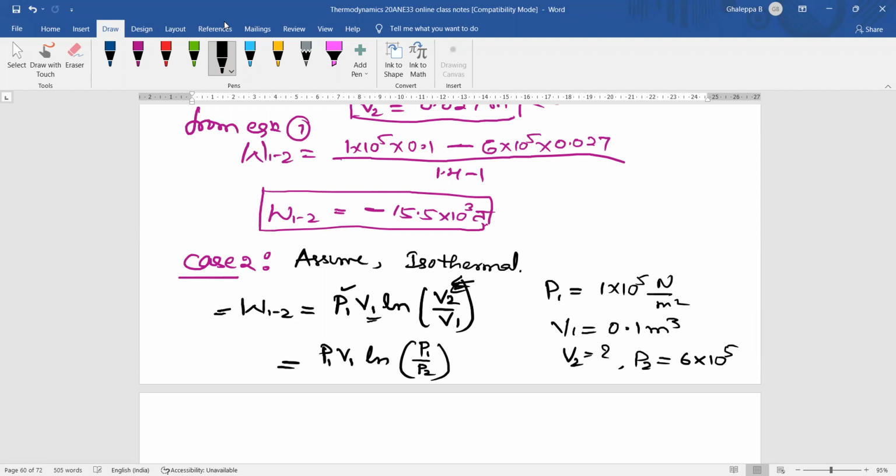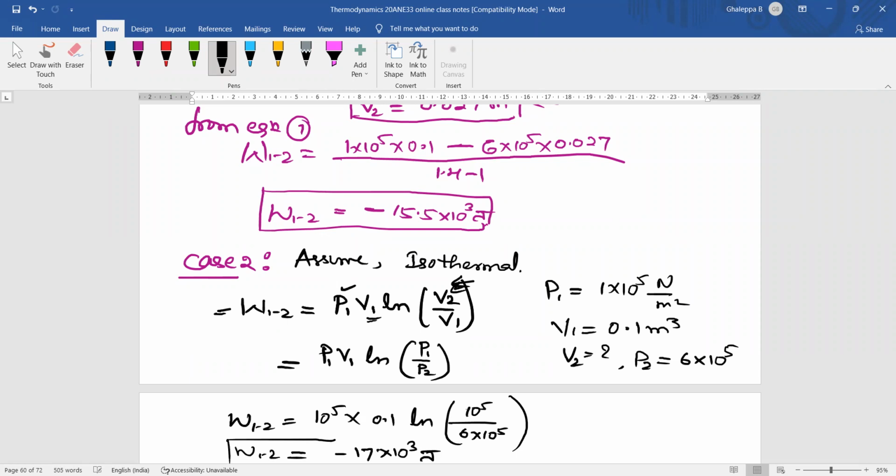So it is P1 V1 ln of P1 by P2. Directly you can substitute. P1 is 10 to the power of 5, V1 is 0.1, ln of P2 is 6 into 10 to the power of 5. Minus 17,917. You are getting 17,000 something, right? Yes, sir.